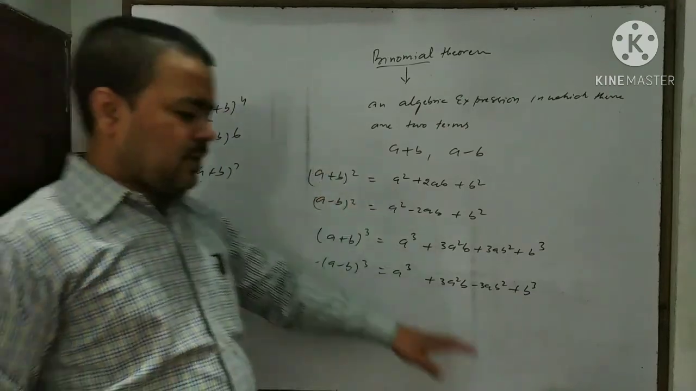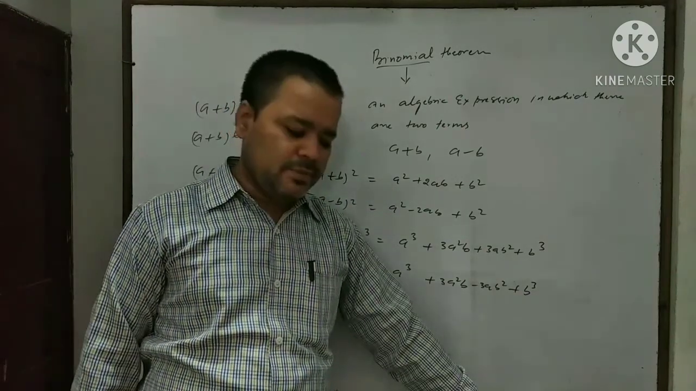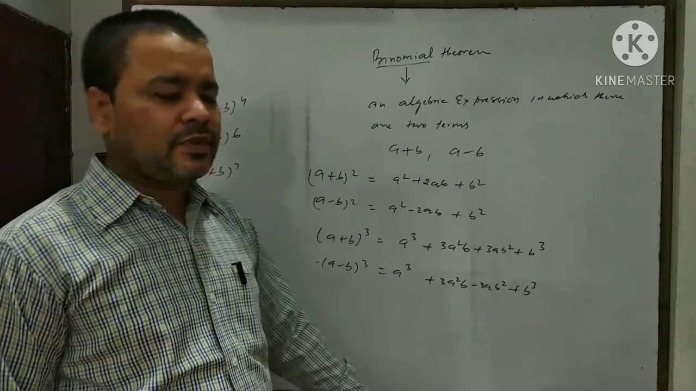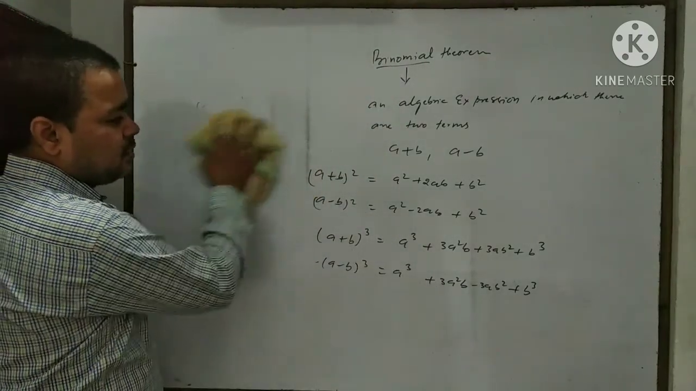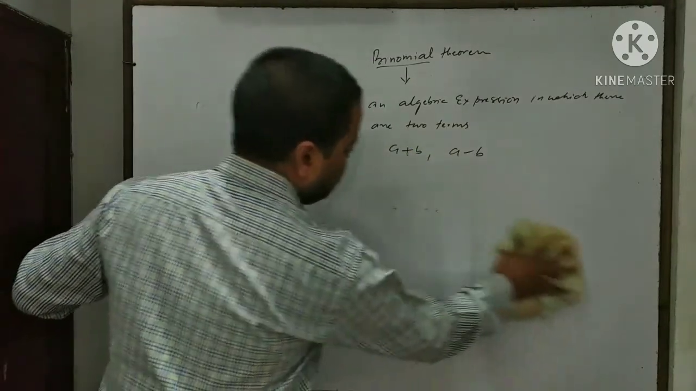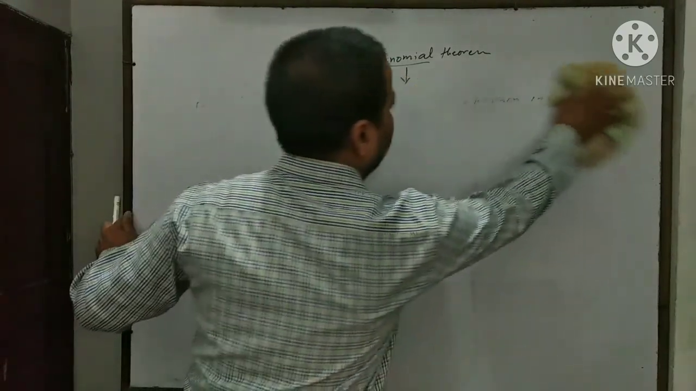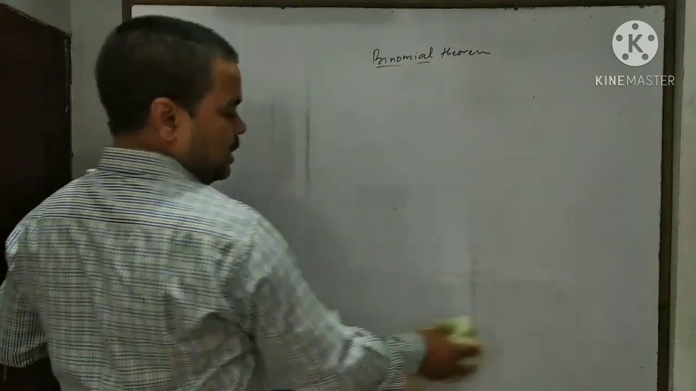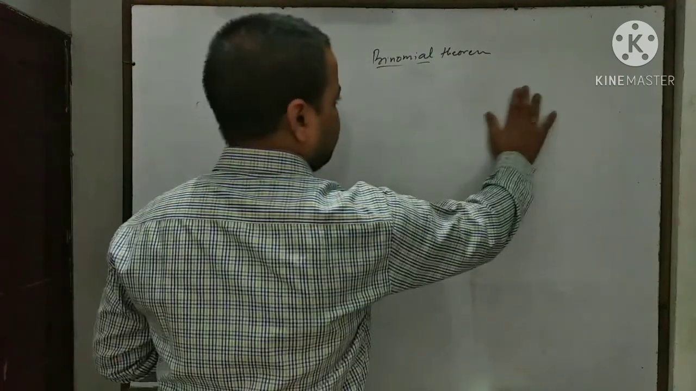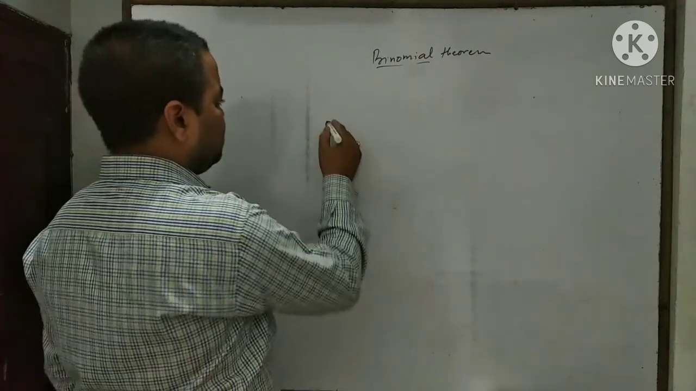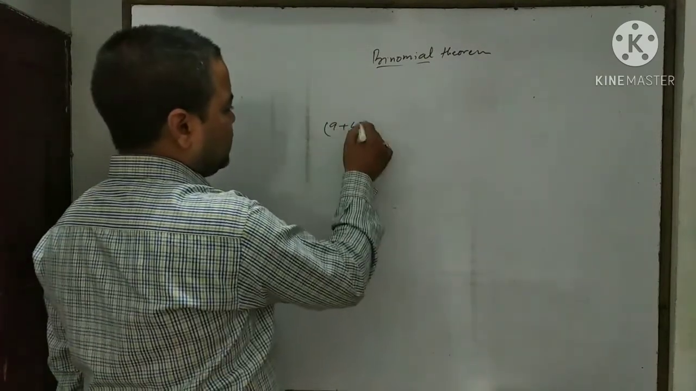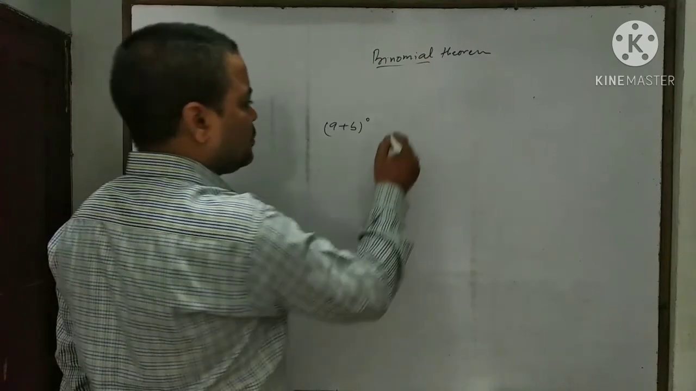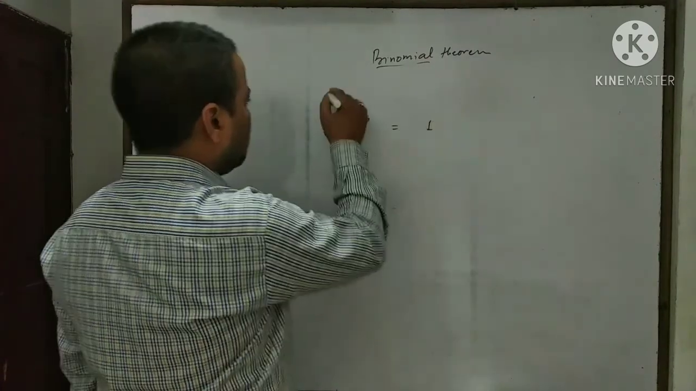there is a mathematician whose name is Pascal. He made a method for expansion of this type of binomial theorems. Just like if we have a plus b raised to the power 0, it has 1 only.